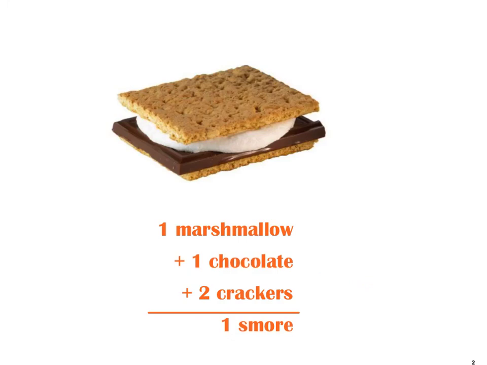Alright, so I'll probably use our s'mores analogy a lot throughout stoichiometry as it's really simple, and now we've all made one. So 1 marshmallow, 1 chocolate, 2 crackers is 1 s'more. So we always have to think about the ratios of how much is required to make the product. Alright, so that's the idea we're going to use a lot.